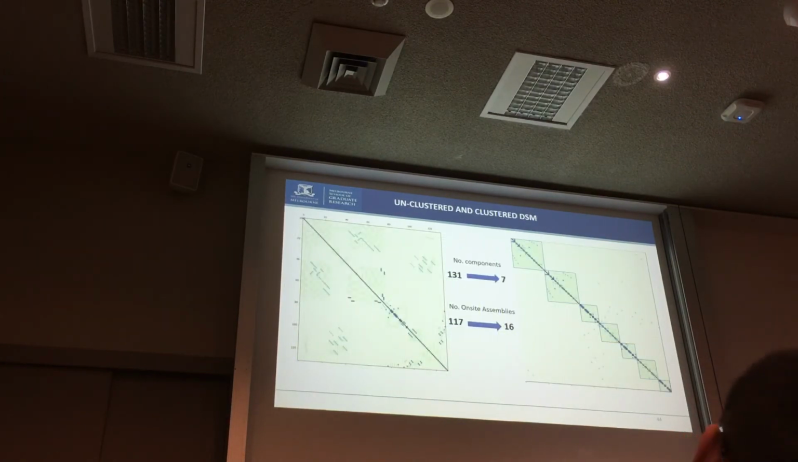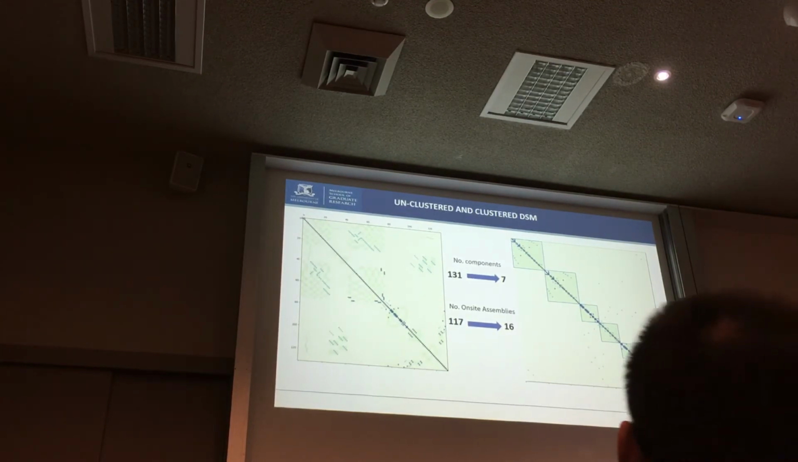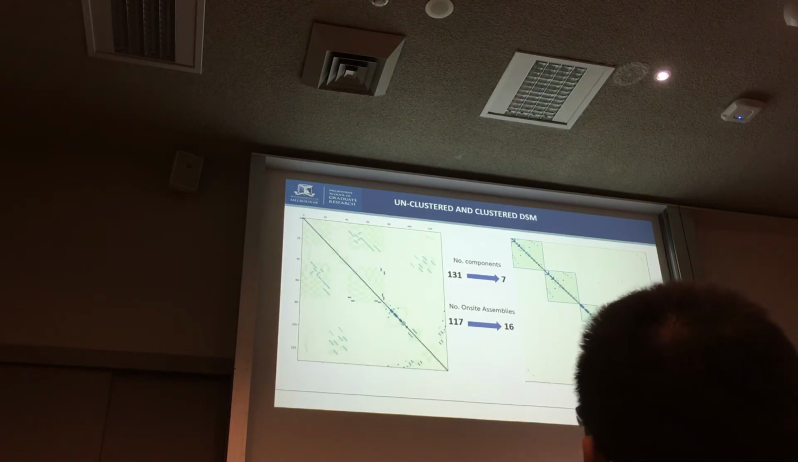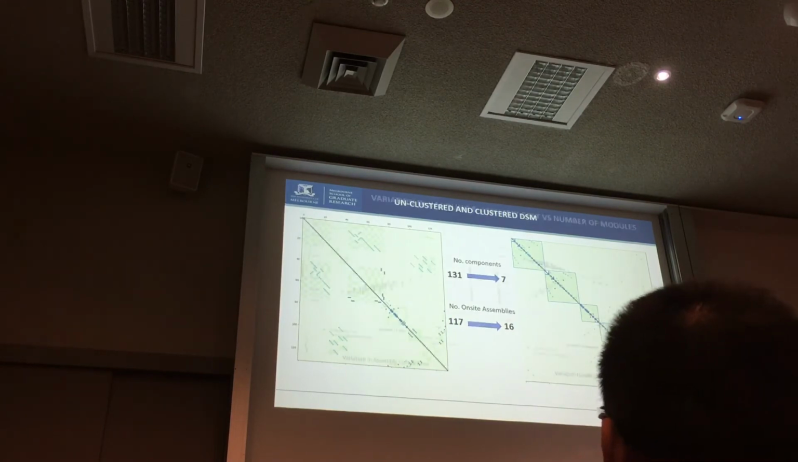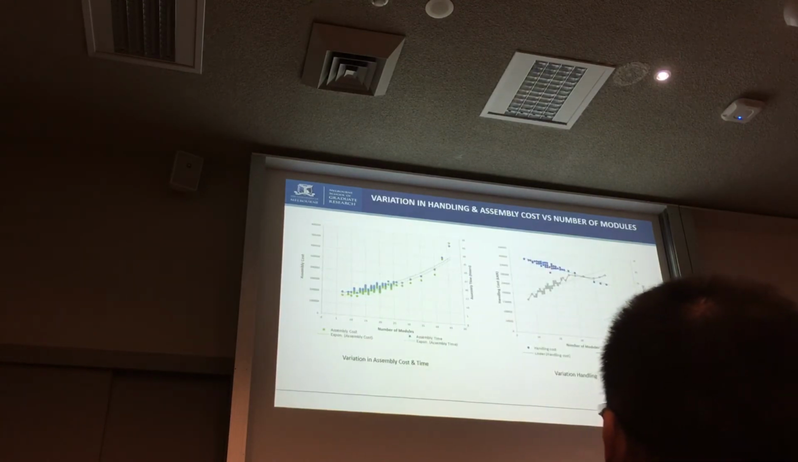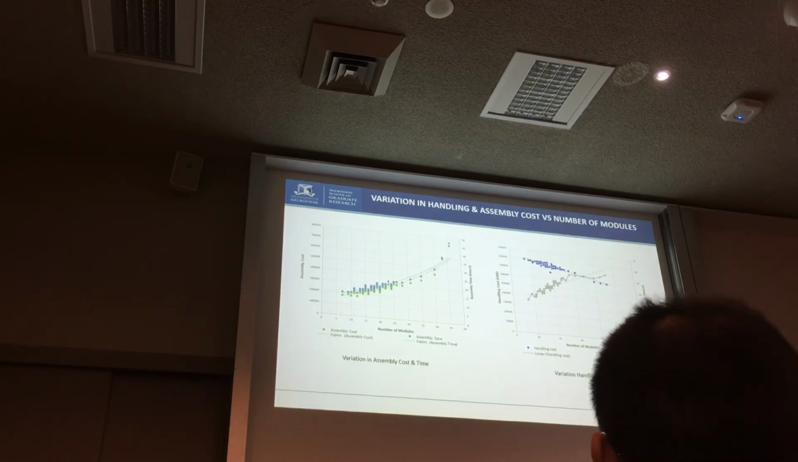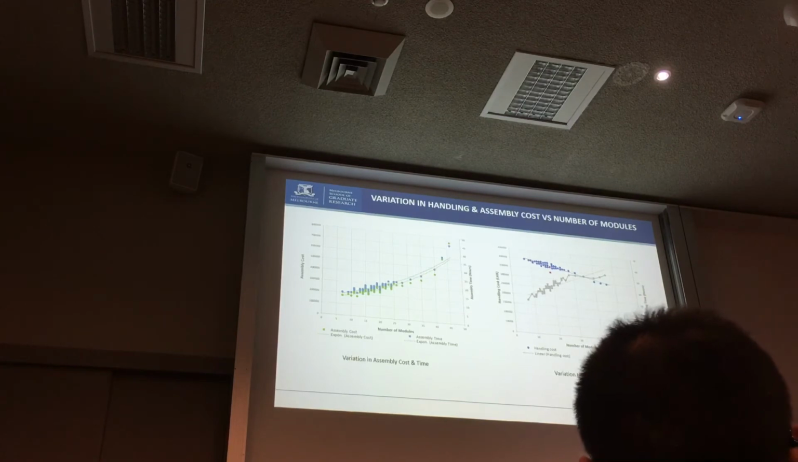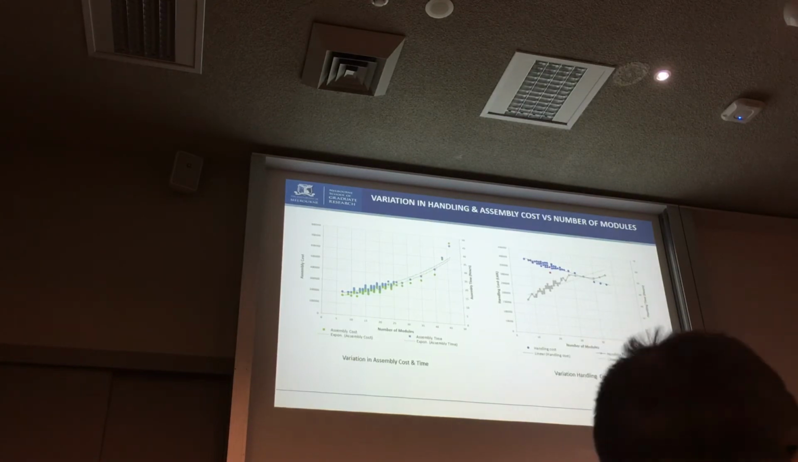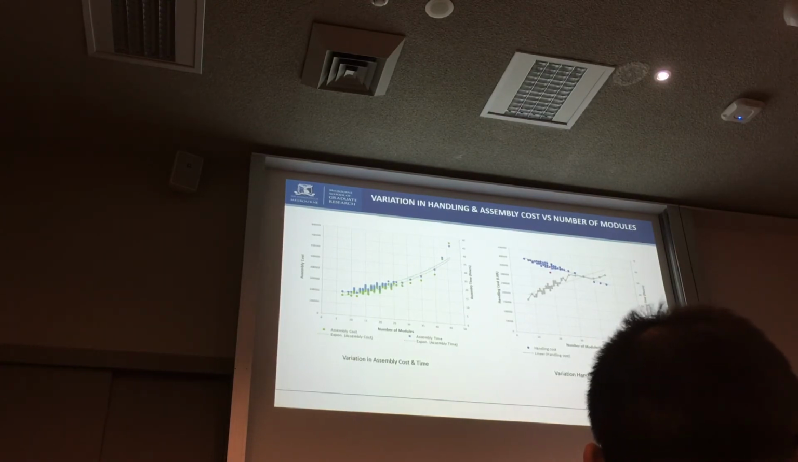So what you see here is the unclustered matrix which was introduced to the algorithm, and after the clustering process is applied, it clearly showed that 131 components are reduced to 7 modules, and 117 on-site assemblies are reduced to 16 assemblies on-site. So the algorithm for this particular case study generated 45 iterations with a number of modules ranging from 7 to 46.